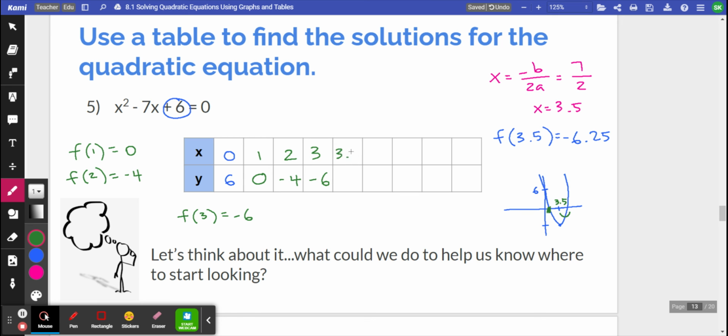I know when I plug in 3.5, our y will be negative 6.25, because that's our vertex. And from then on, since our parabola is symmetrical, I can just copy these y values. When x is 4, y is negative 6, because it should go back up. Then x equals 5 will be at negative 4, and x equals 6 should be at 0. x equals 7 will be at 6. So our two zeros of this function are at x equals 1 and x equals 6.